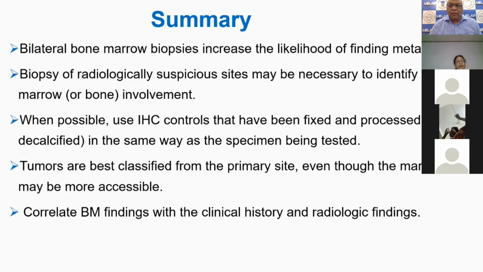Then the tumors are best classified from the primary site, even though the bone marrow is more accessible. So you should correlate bone marrow findings with the clinical history and the radiological findings.